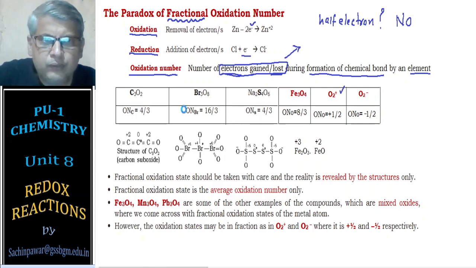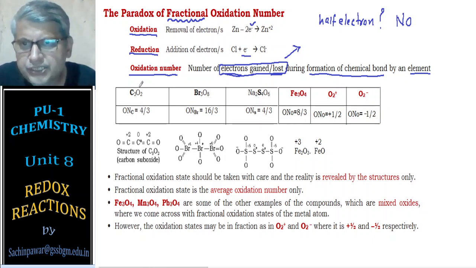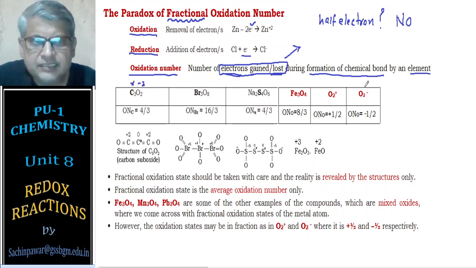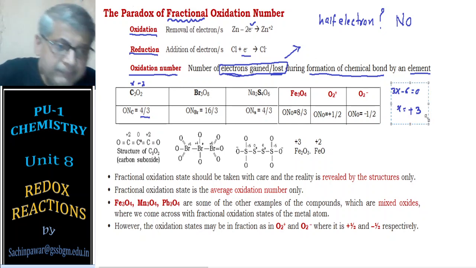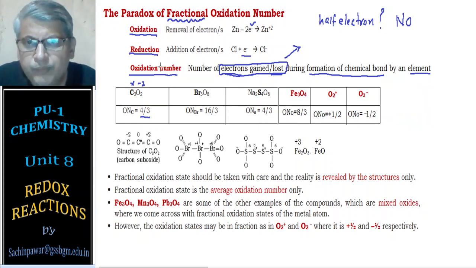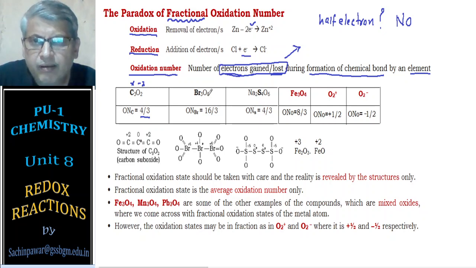Again, if you try to calculate the oxidation number based on the molecular formula, you know the oxidation number of oxygen is minus 2. So with carbon as x, 3x minus 6 is equal to 0, so x should be plus 3. But the oxidation number is 4 by 3 here. The oxidation number of carbon in this compound is 4 by 3. Similarly, the oxidation number of bromine is 16 by 3. In Na2S4O6, the oxidation number of sulfur is 5 by 2. In Fe3O4, the oxidation number is 8 by 3.